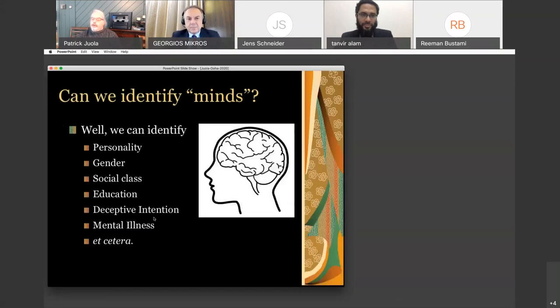Can we identify minds? Well, if you remember, I asked what I could tell about the author. Even if I can't tell who it is, maybe I can say something about it. And we can identify things like personality type, gender, social class, education, deceptive intention. We can even do some work towards diagnosing mental illness. So maybe we can find a characteristic of traits that let us identify the mind behind the writing, irrespective of the language.